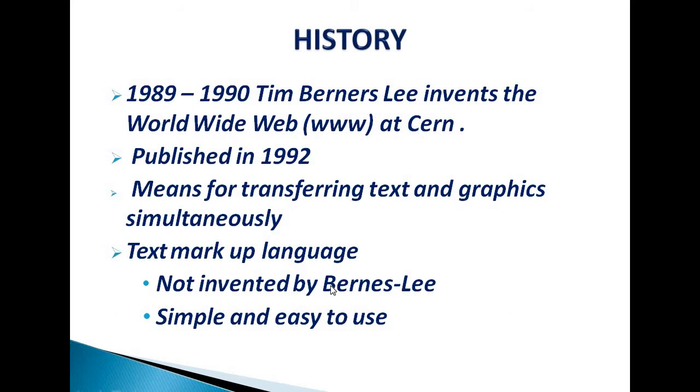Now let's come to the history of the World Wide Web. In 1989 to 1990, Tim Berners-Lee invented the WWW at CERN. It was published in 1992, meant for transferring text and graphics simultaneously. Text markup language was not invented by Lee, but it is simple and easy to use.